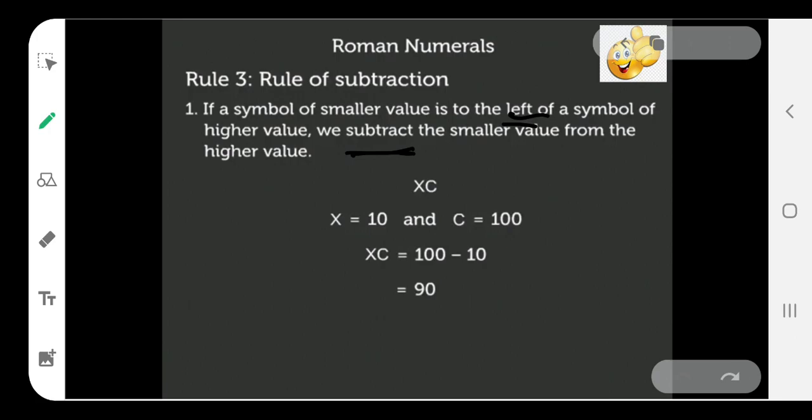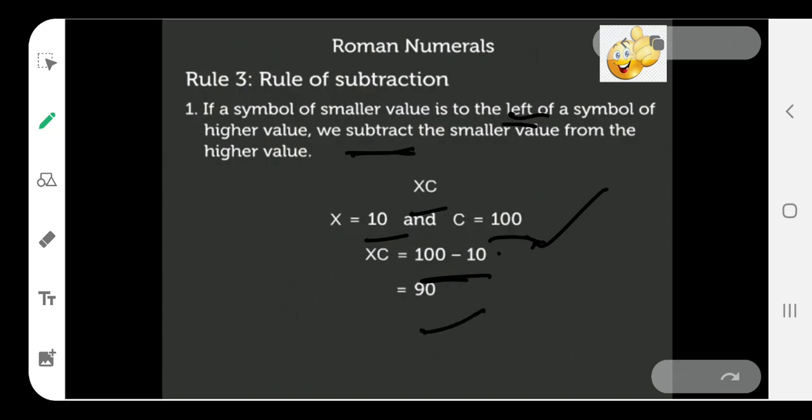Now see the example XC. Now C stands for 100 and X stands for 10. So 100 is the bigger one and 10 is the smaller one. So for XC, what do we have to do here? From 100, 10 will be subtracted, because X is written on the left side of the C, which is 100. So 100 minus 10 will be 90.